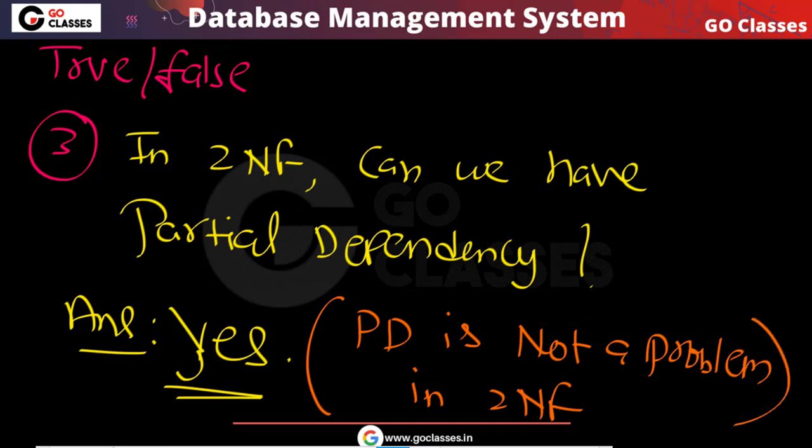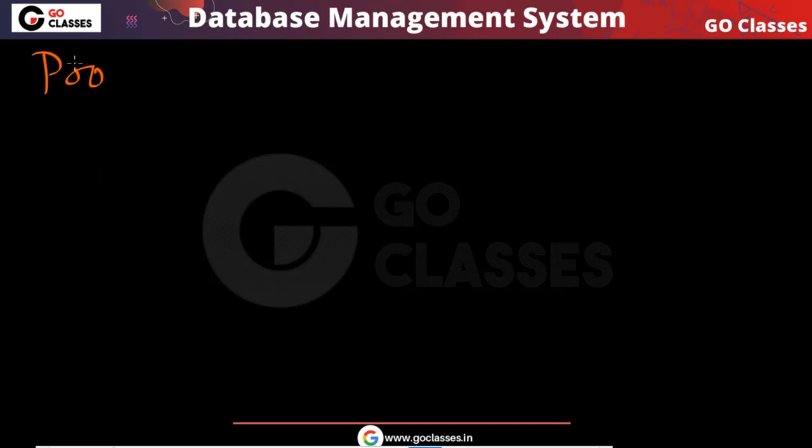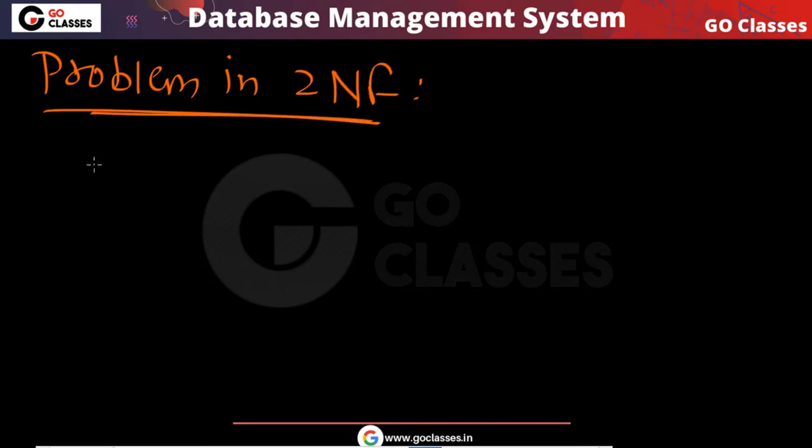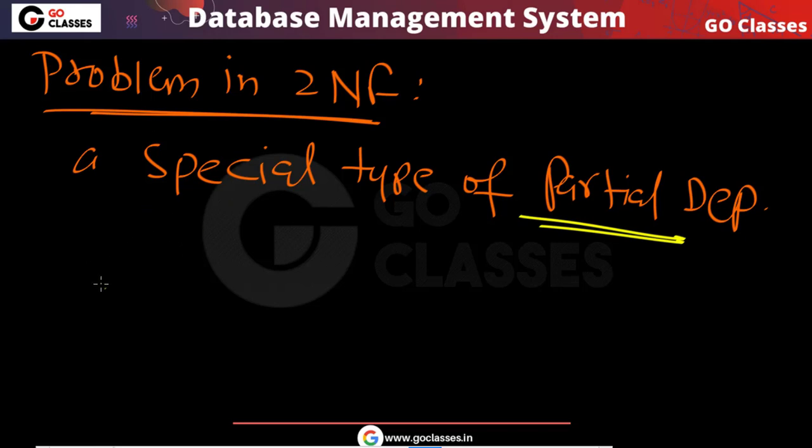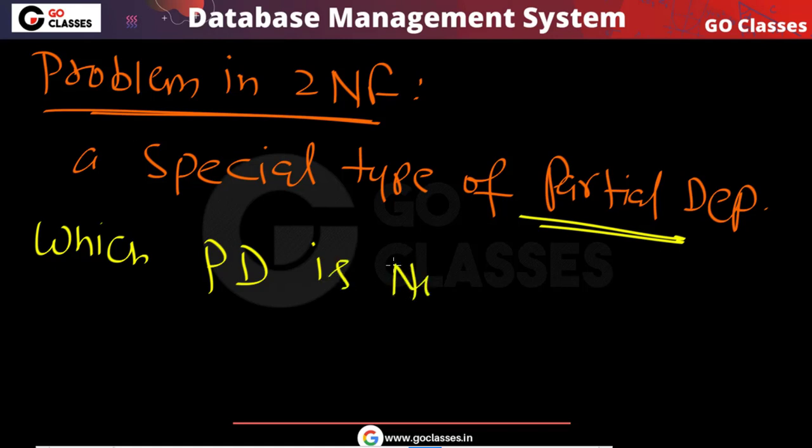What is the problem in 2NF? Partial dependency is not a problem in 2NF, but a special type of partial dependency is a problem. So which partial dependency is a problem, which is not allowed in 2NF? This is the question.